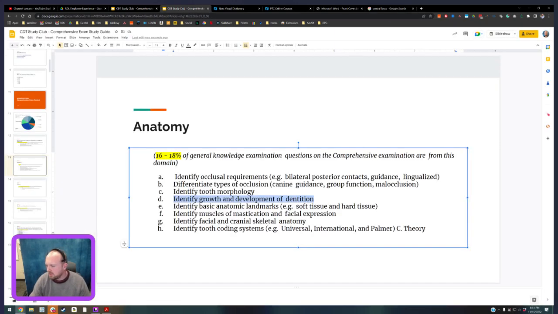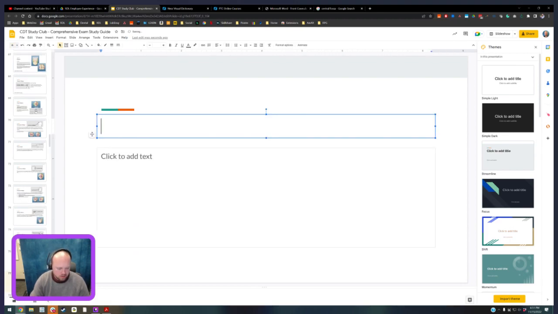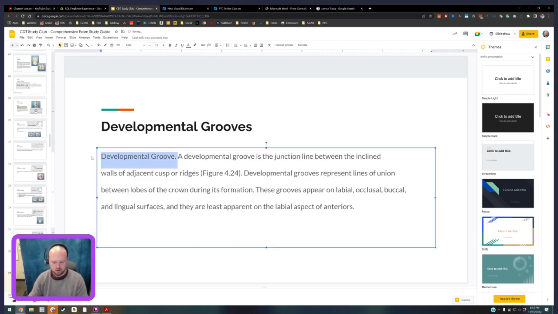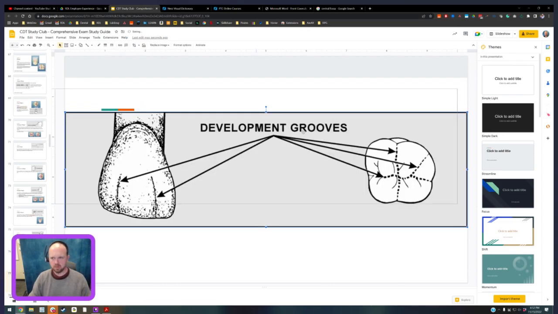Next thing up would be developmental grooves. Developmental grooves are next. Let's do the definition of developmental grooves.